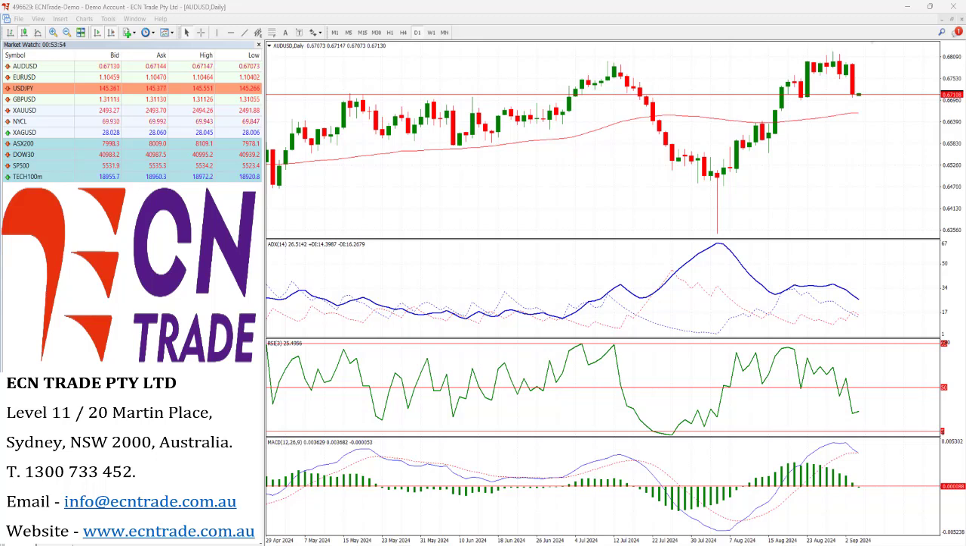While a 25 basis point cut is favoured, some expect a 50 basis point reduction. The US job report due this Friday is forecasted to show a 164,000 increase in August jobs, up from 114,000 in July. Turning to the technicals, the RSI has buckled and is now negative, but the MACD is mixed.